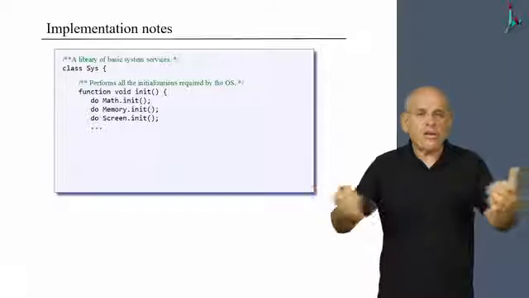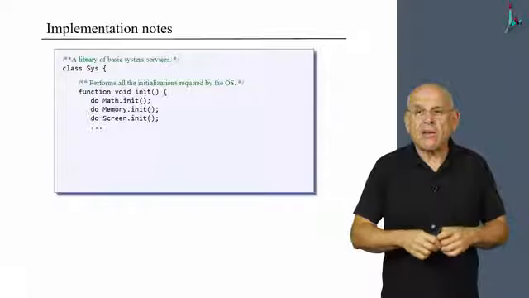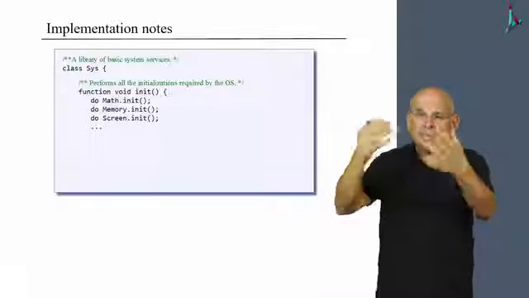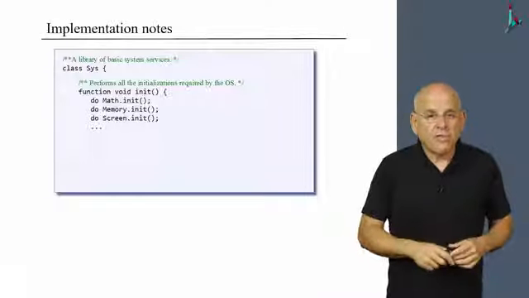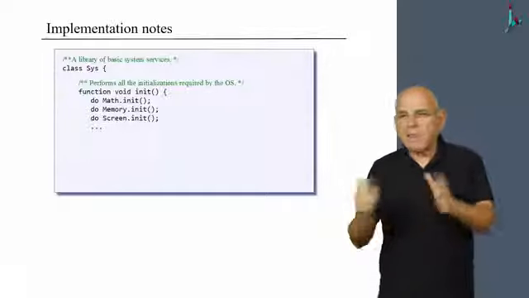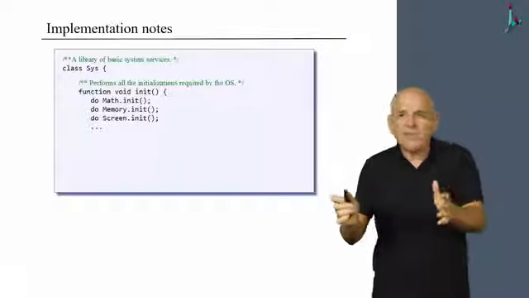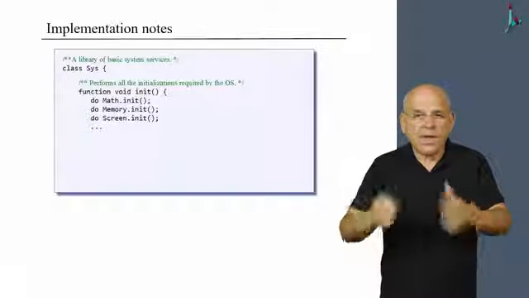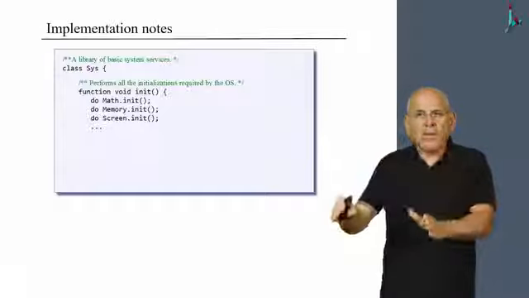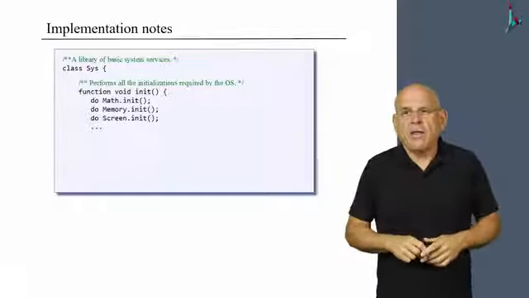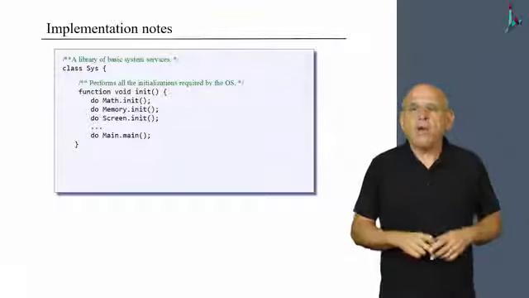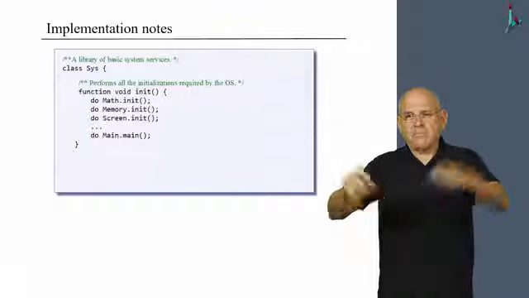So math is going to create whatever it needs in order to do mathematical computations. Memory will create the arrays that it needs in order to access the RAM, and so on and so forth. So for every class that has an init function, we have to call it. Some OS classes don't have an init function, so we don't have to call them, like array, I think, doesn't have one. So after we call all the init functions of the OS classes that have init functions, then we simply call main.main, and that's it.